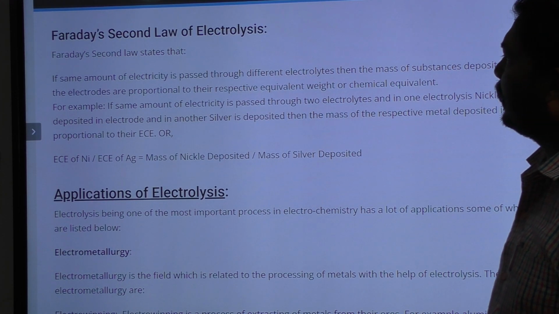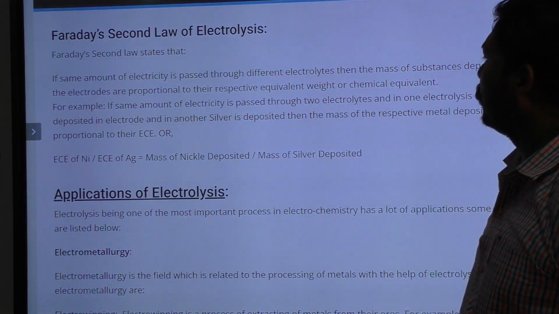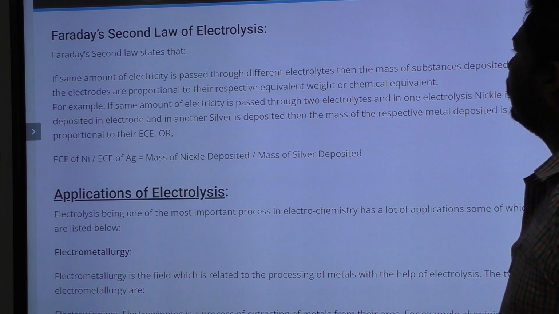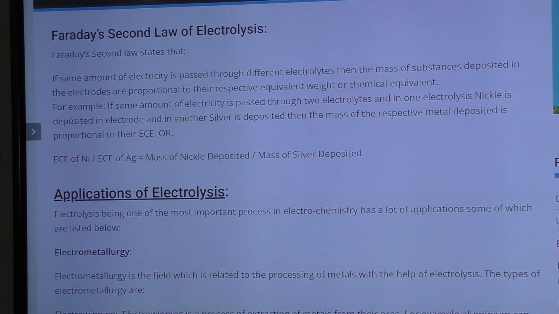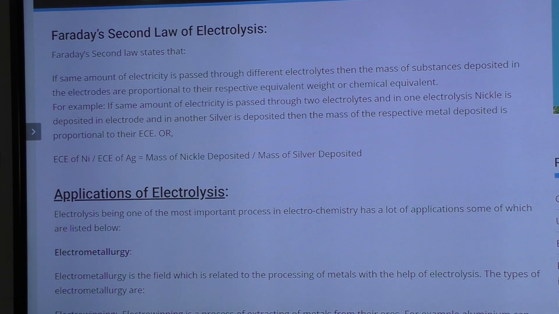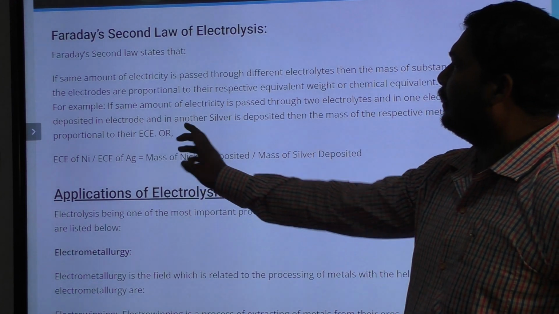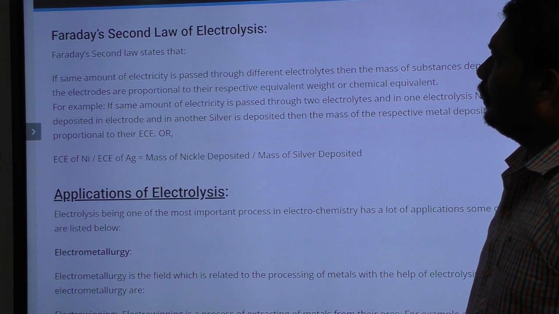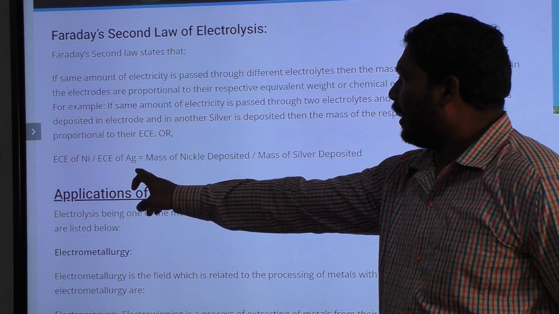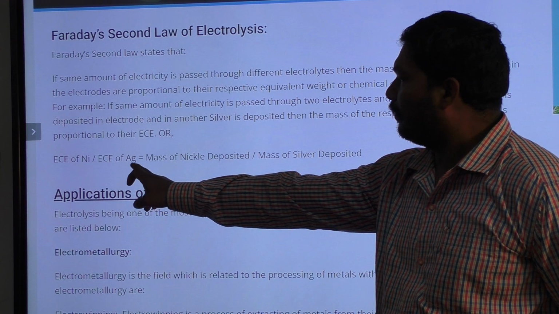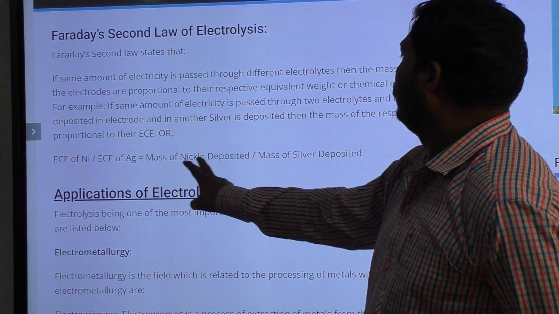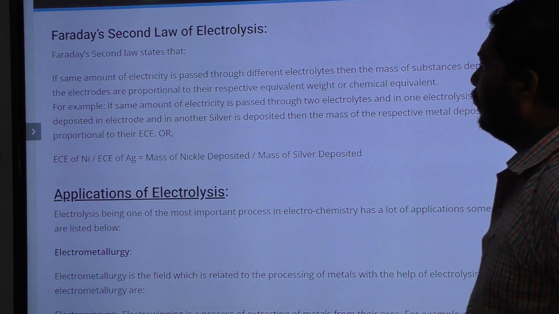For example, if the same amount of electricity is passed through 2 electrolytes, and in one electrolysis nickel is deposited at the electrode and in the other silver is deposited, then the mass of the respective metal deposited is proportional to their ECE. ECE of nickel divided by ECE of Ag, that is silver, is equal to the mass of nickel deposited divided by the mass of silver deposited.